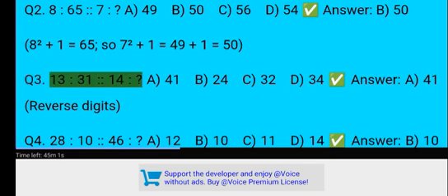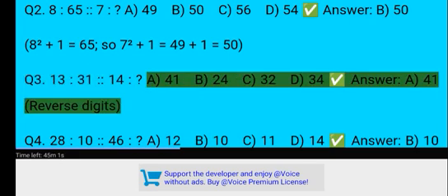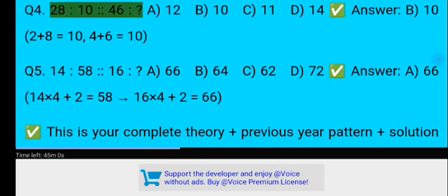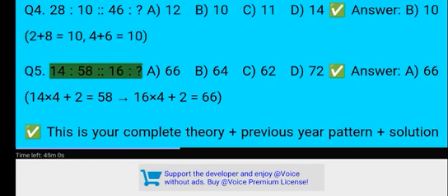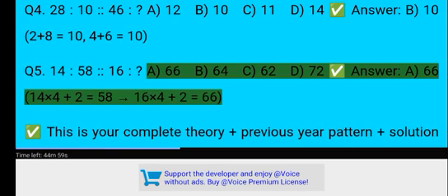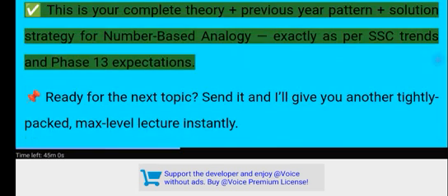Q3: 13, 31, 14. A41, B24, C32, D34. Answer: A41, reverse digits. Q4: 28, 10, 46. A12, B10, C11, D14. Answer: B10. 2 plus 8 equals 10, 4 plus 6 equals 10. Q5: 14, 58, 16. A66, B64, C62, D72. Answer: A66. 14 times 4 plus 2 equals 58, arrow 16 times 4 plus 2 equals 66.